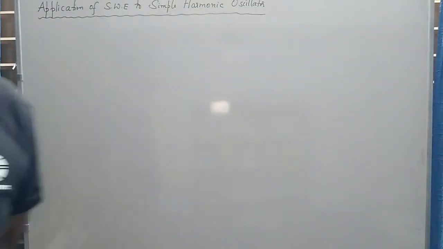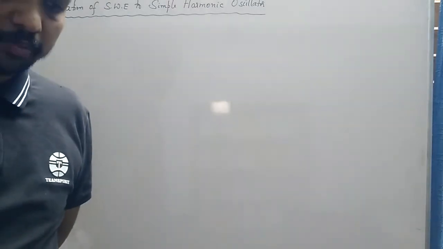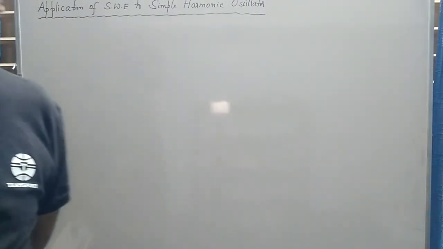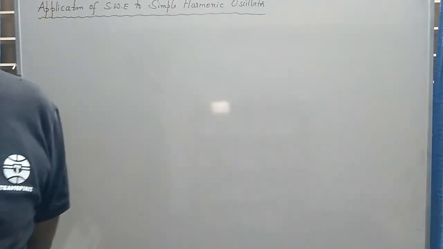Today we will discuss the application of the Schrodinger wave equation to the simple harmonic oscillator. In the previous video we discussed the application of the Schrodinger wave equation to the rigid rotator. In today's class we will apply it to the simple harmonic oscillator.